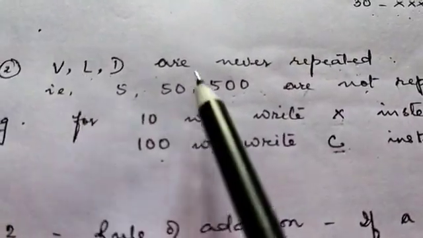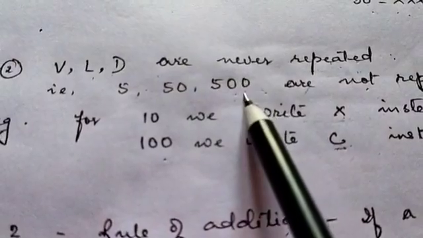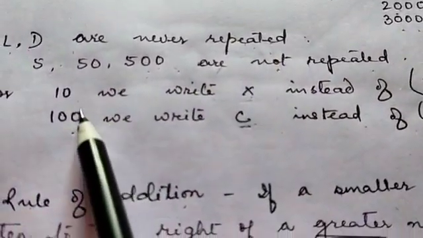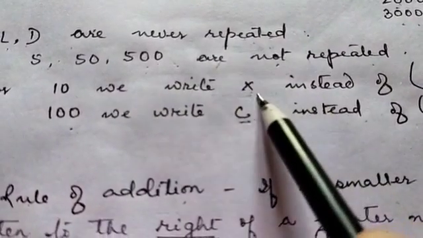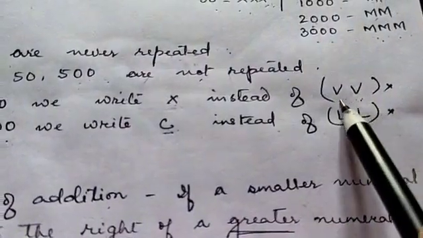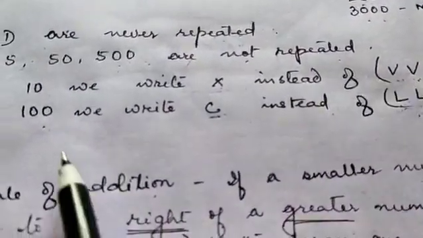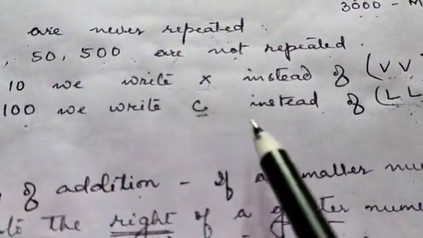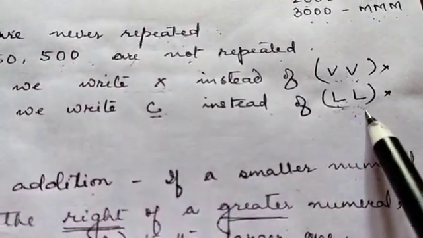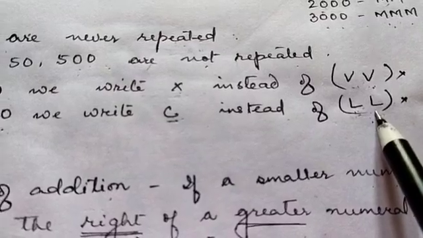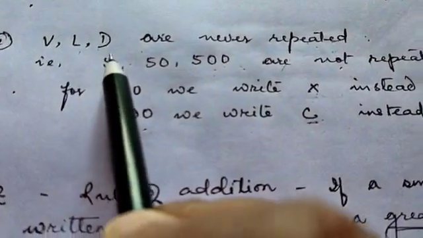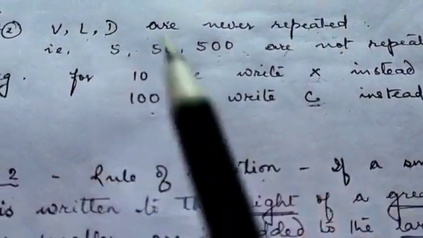V is 5, L is 50 and D is 500. They are not repeated. That is why when we write 10, we use X for writing 10 instead of writing V and V. Then when we are writing 100, we write C for 100 instead of L and L. 2 L's we never write for writing 100 because V, L, D they are never repeated.